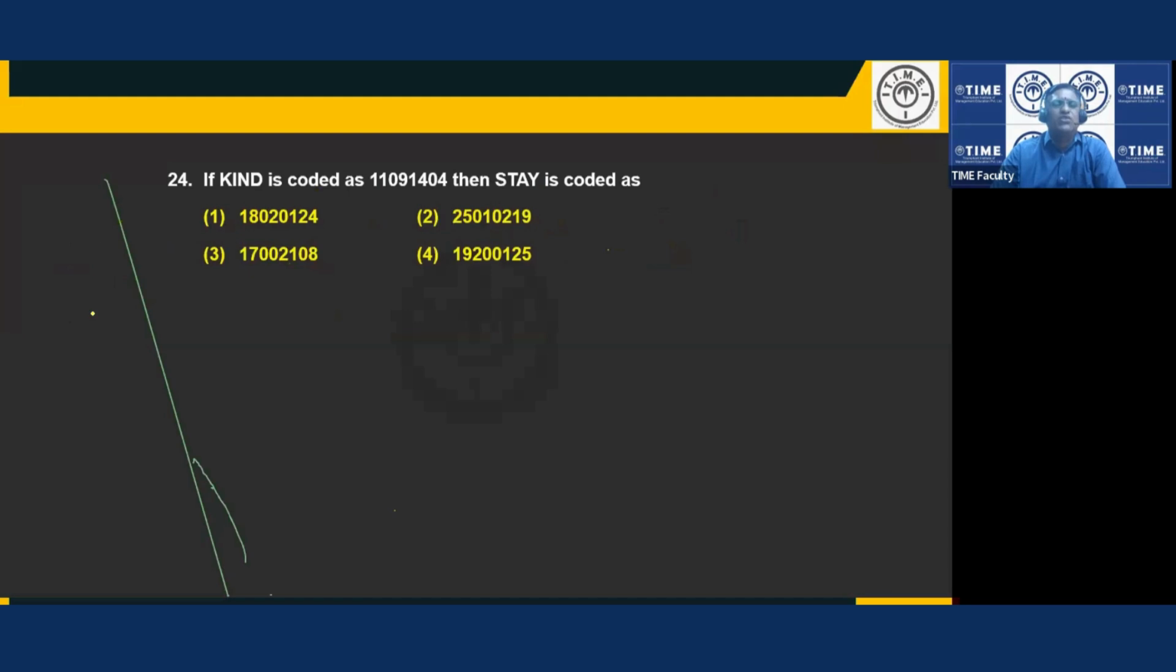Next. If kind is the word, it is coded as 11091404, then stay. It's simple. Every letter is coded to two digits. According to English alphabetical values, K is 11. I is 9, written as 09. N is 14 here, and D is 04 here. Similarly, STAY: S is 19, T is 20, A is 1, meaning 01, Y is 25. Where is 19 20 01 25? Option 4.